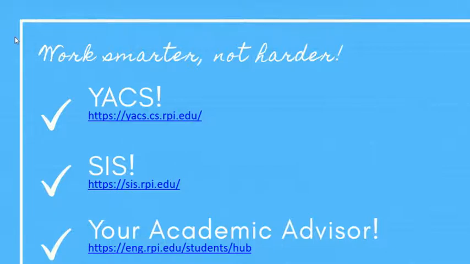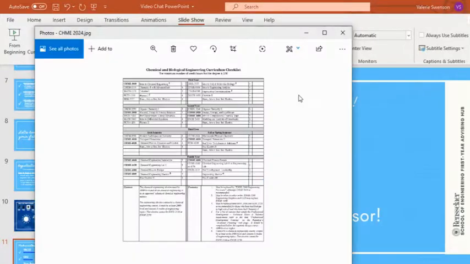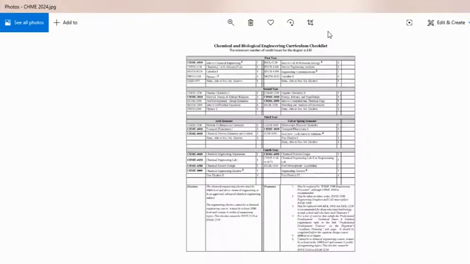YACS is an RPI student built system that allows you to create quote unquote mock schedules for what you want to register for. Briefly, I will go over that. It creates the schedule and shows you the courses that you should take, as well as provides you with the CRNs, or course registration numbers, for the classes that you'll take, and that's actually what you enter to register. So briefly, now that we're talking about chemical engineering, take a look at this first.